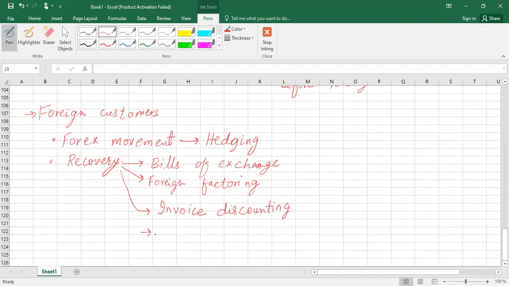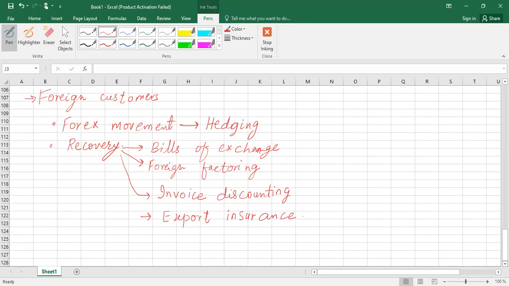You can go for export insurance, where they provide you insurance so that in case your customers are not able to pay on time, the insurance company takes responsibility for this amount and recovers or settles your loss. So this is another important factor relevant to foreign customers.